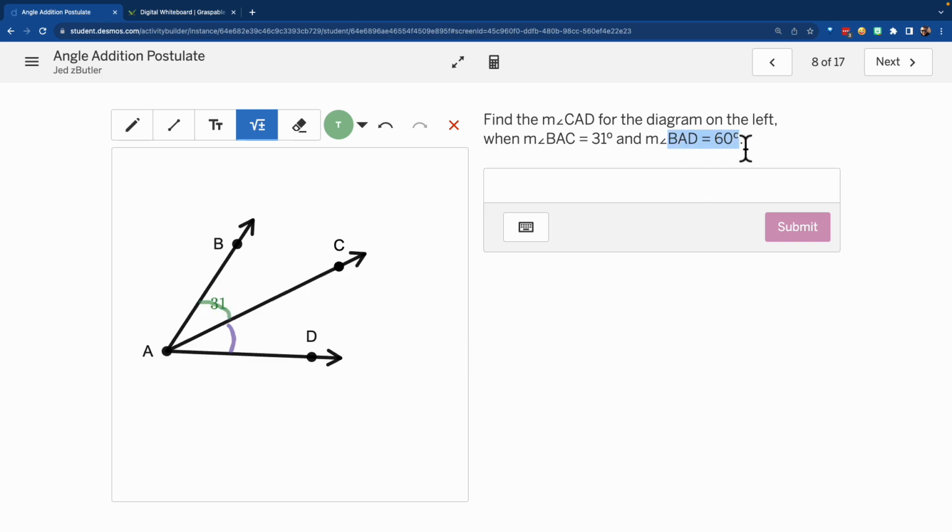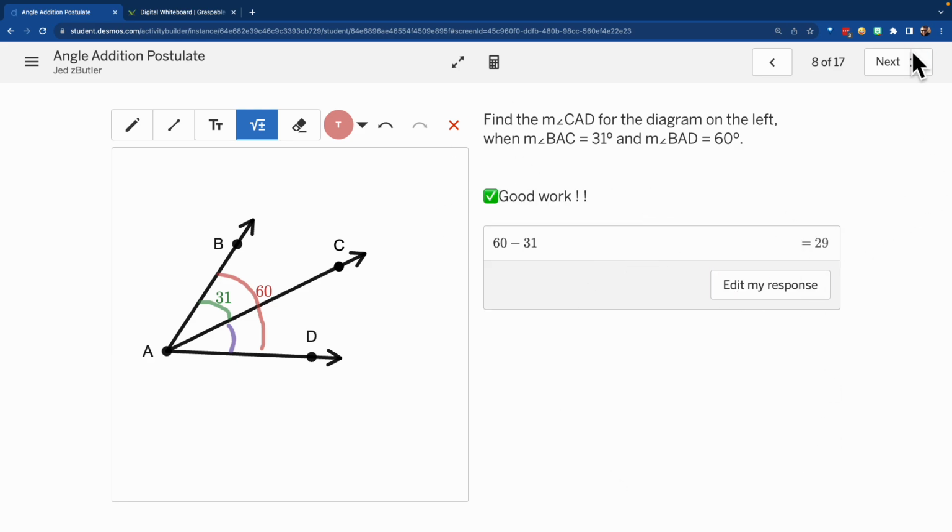And then BAD is the whole thing, the whole rotation, purple and green put together. Again, I'll use red to mark that rotation. There we go. And the red rotation is 60. Okay, so my total is 60. One of my parts is 31. And the purple part is question mark. I don't know. So to find the question mark, I'm going to take the total, subtract the part that I do know, and I'll get a number there.